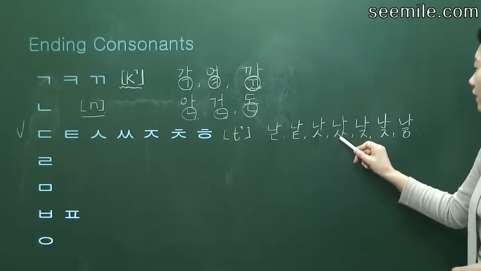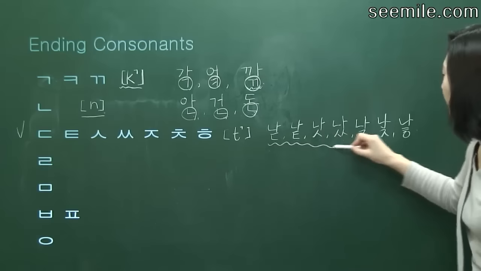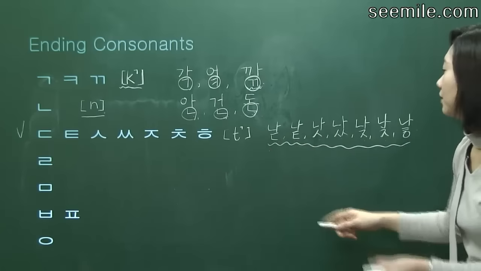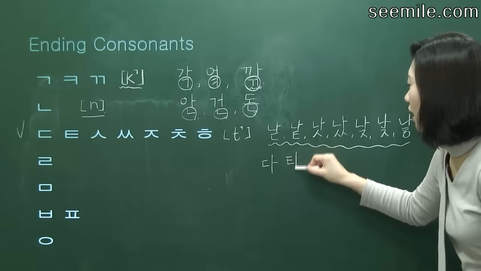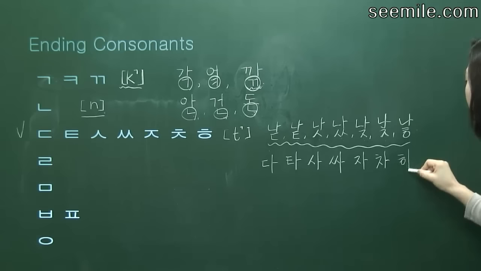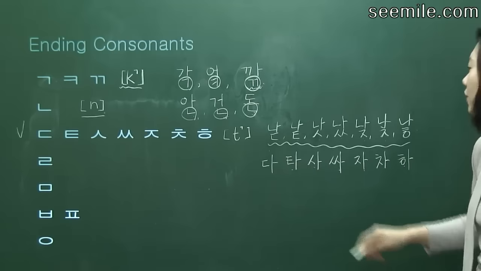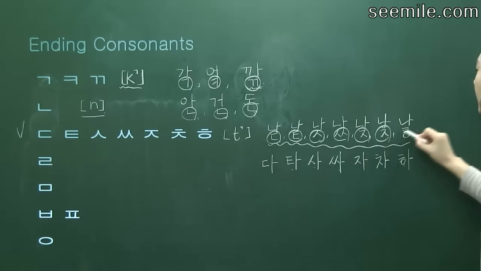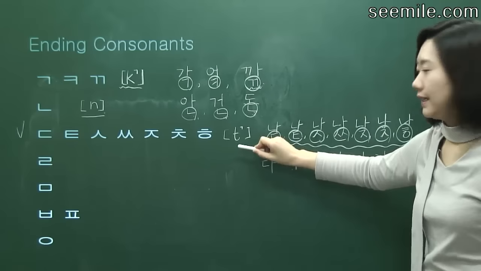However, when those seven characters are used at the beginning of a syllable, like ta, ta, sa, sa, cha, cha, ha, each character has a different phonetic value. However, when those are used at the ending of the syllable, they all have the same phonetic value. Ut sound. Ut sound. Okay.